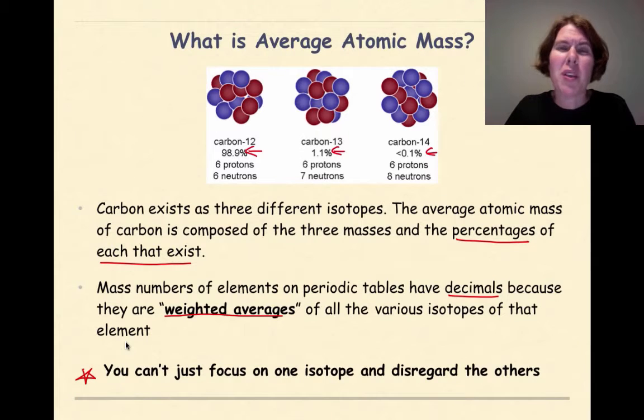That's not reasonable because we do have carbon 13 that exists and we do have carbon 14 that exists, even though, as we see up here, in relatively small percentages, but they still need to be factored in terms of figuring out the overall representation of the mass of carbon that appears on your periodic table, which is why it's a weighted average. So to summarize, you can't just focus on one isotope and disregard the others.